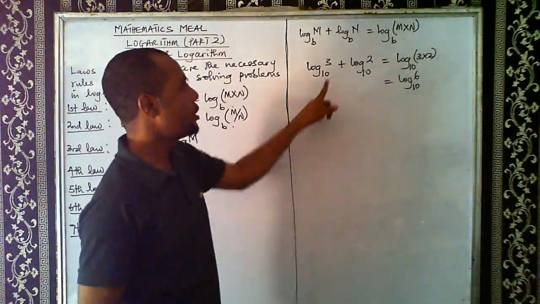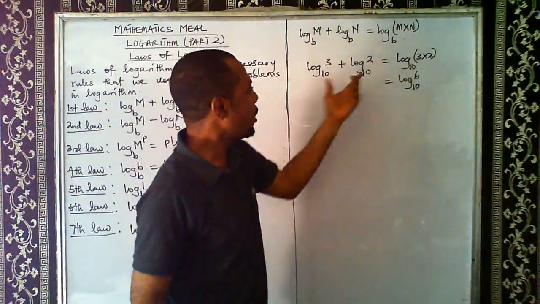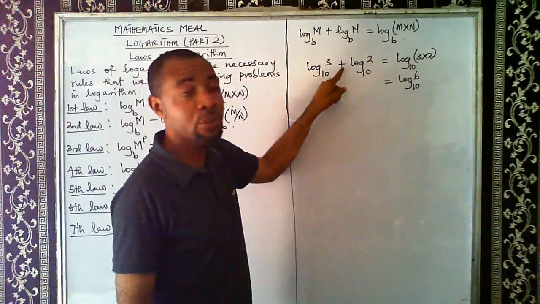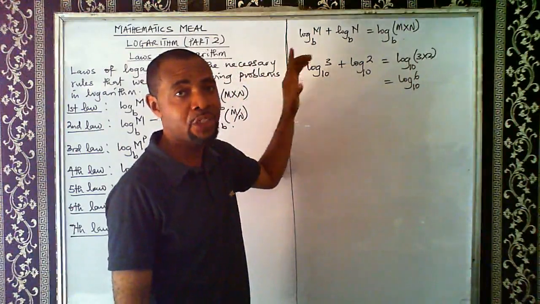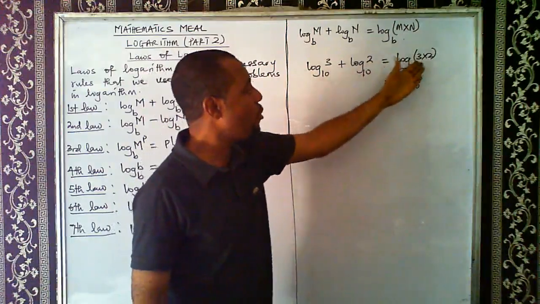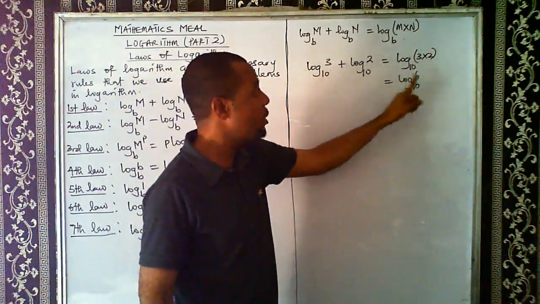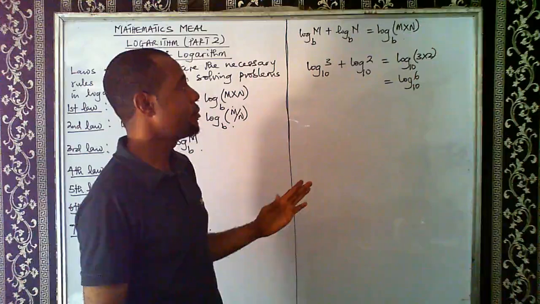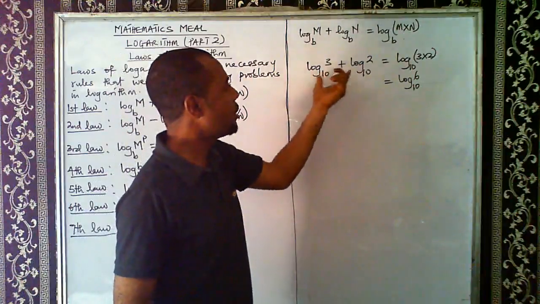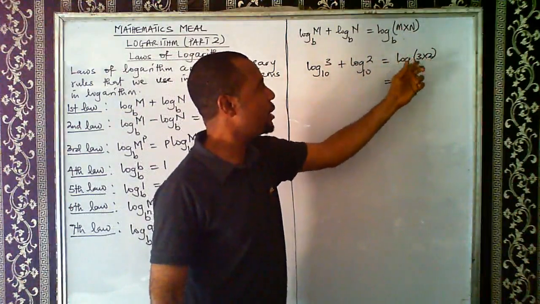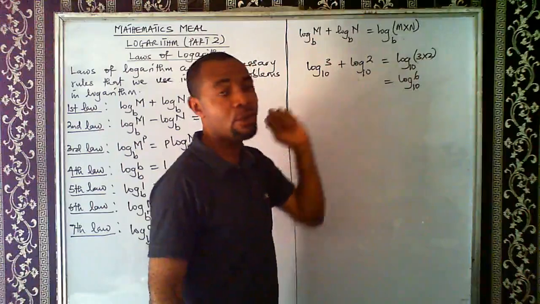So you see that. Why did I do this? Because the bases are the same, and the operation we have here is what? Addition. So addition of 2 logarithms of the same base means to multiply the numbers in the logarithm under the common base. Very clear. So if I have log 3 in base 10 plus log 2 in base 10, then I have to multiply the numbers under the common base.